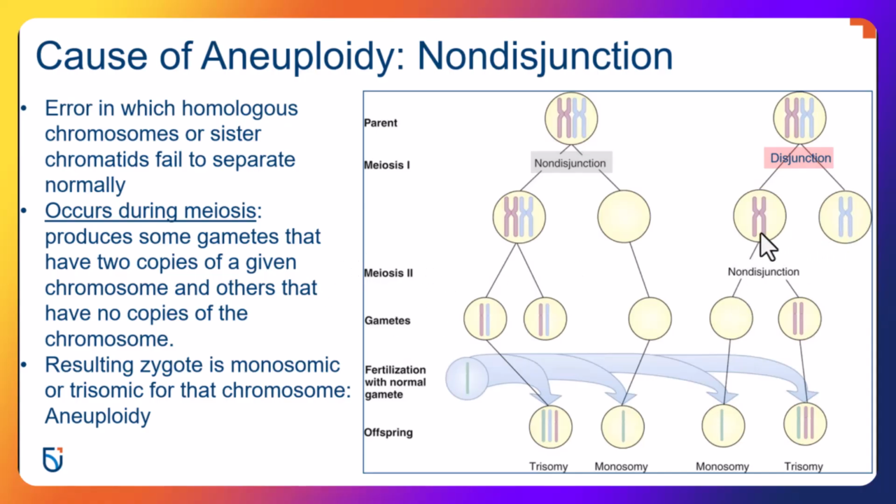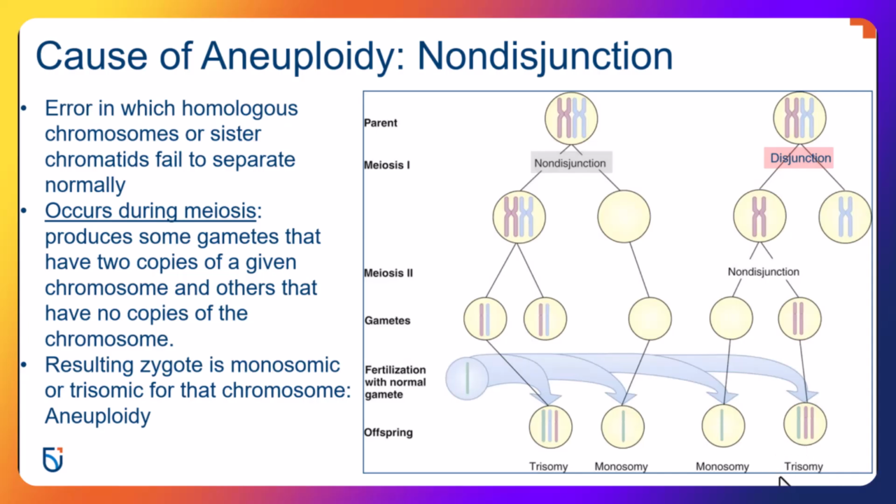Another example would be that non-disjunction can occur as well in meiosis 2. So we can see everything's split fine for chromosome 4 here. We have one in each egg. But then at the second division, non-disjunction occurs. And what we end up with is two chromosome 4s that end up in this egg and none in this. Now, I gave you the example already of there being no chromosome 4 and this leading during fertilization or after fertilization to monosomy, where there is only one chromosome 4 and that is from the sperm.